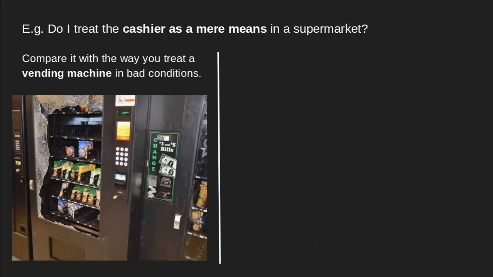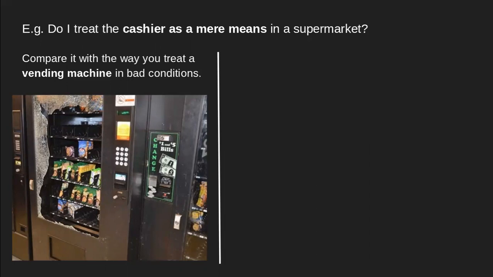So compare it with the way you treat a vending machine in bad conditions. Look at this vending machine. The window is broken. I mean, the vending machine is actually broken into. People are probably stealing things from it. And when you come to this vending machine, should you just respect the vending machine and put in your coin and take your goods? Or you might choose to put in your coin and take your goods because you might think that otherwise it's a theft. That's another issue.